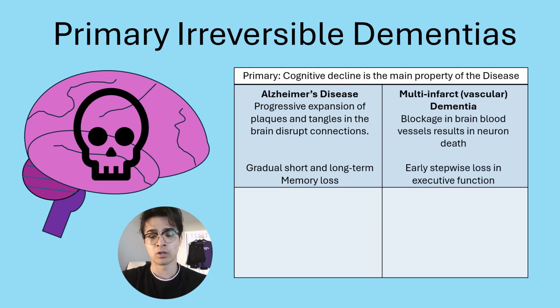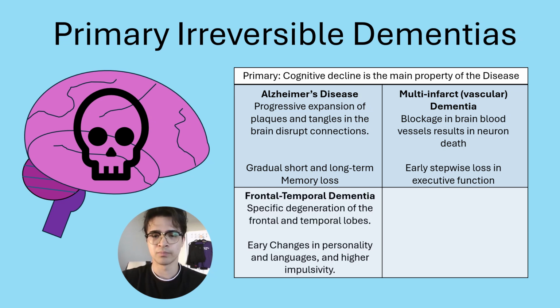The second one is called multi-infarct or vascular dementia. These are essentially mini strokes within the brain, which starves the brain cells of oxygen. This is why it is a stepwise loss in function, because after every stroke, you lose more of your skills of planning and memory and language and things like that.